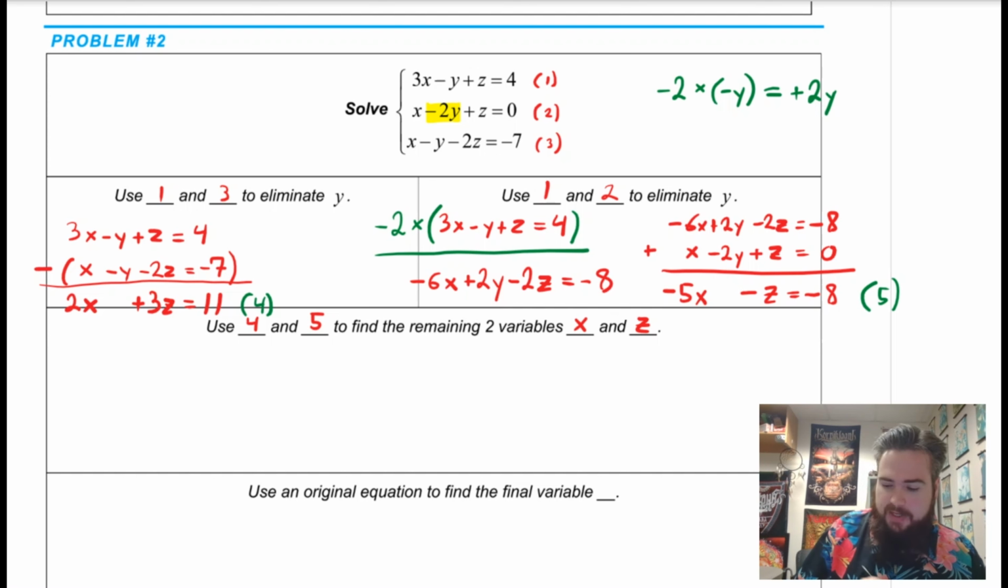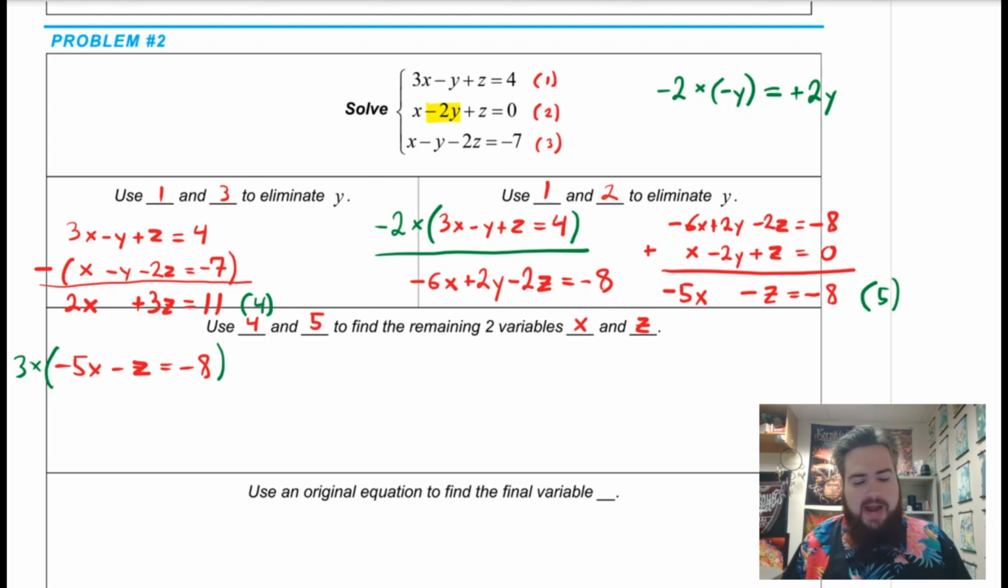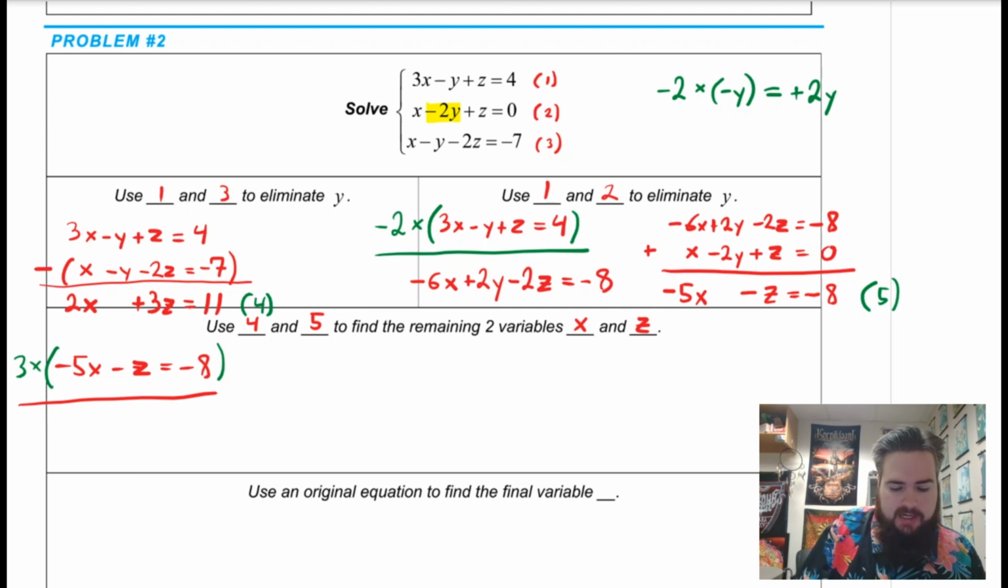So I'm going to again take equation 5, negative 5x minus z equals negative 8. And I'm going to multiply that by 3. This way, when I combine it with the fourth equation, the z terms will cancel. If I do that, 3 times negative 5x will give me negative 15x. 3 times negative z will give me minus 3z. And 3 times negative 8 will give me negative 24.